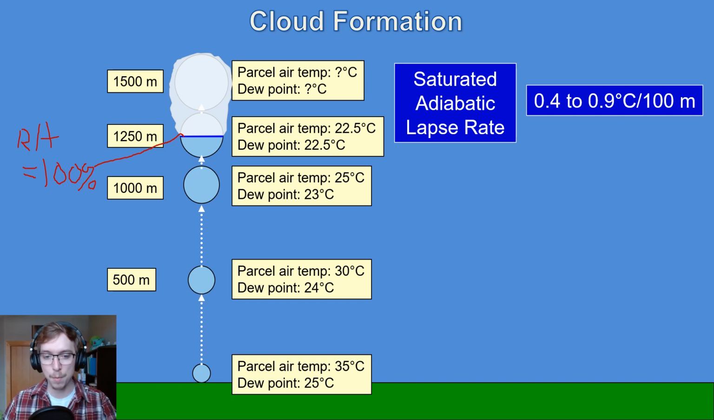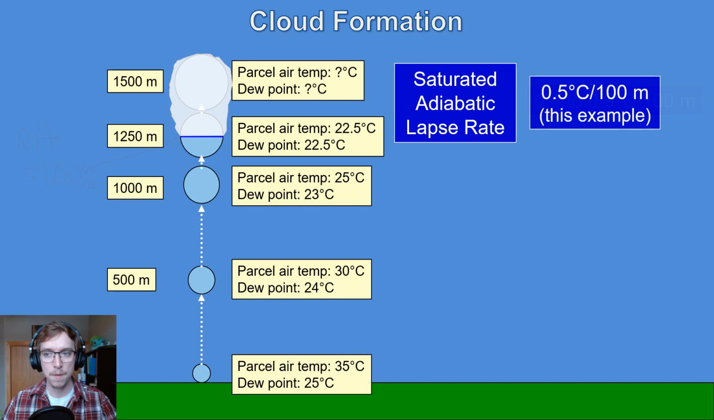So in this example, we're going to say that our saturated adiabatic lapse rate is going to be 0.5 degrees Celsius for every 100 meters. And we are rising 250 meters, right? So some quick math. That says that our air temperature is going to decrease to 21.25 degrees Celsius. And if you're playing along at home, think what that dew point's going to be, right? It's going to change at the exact same rate, so it's also going to be 21.25 degrees Celsius.